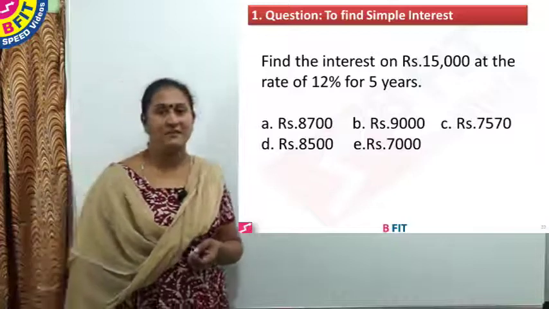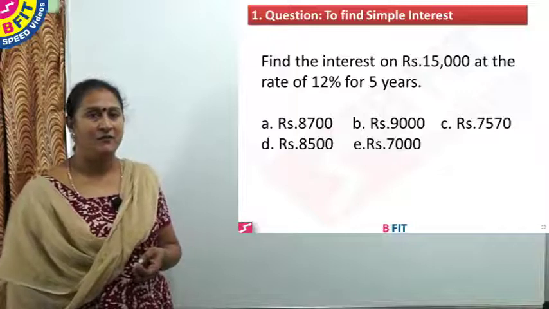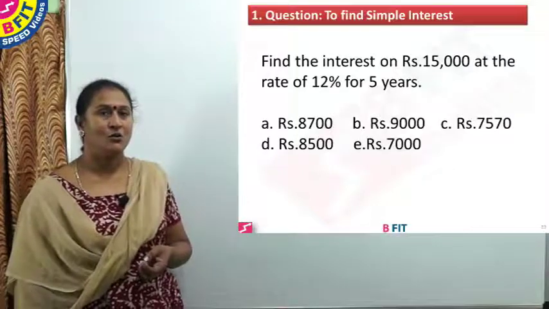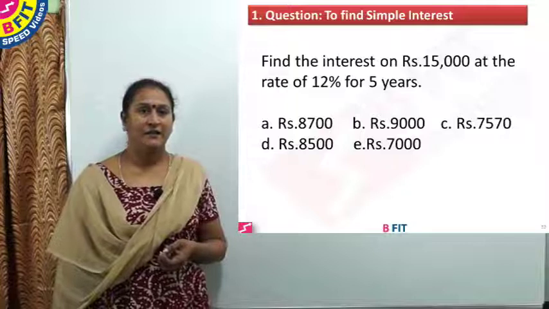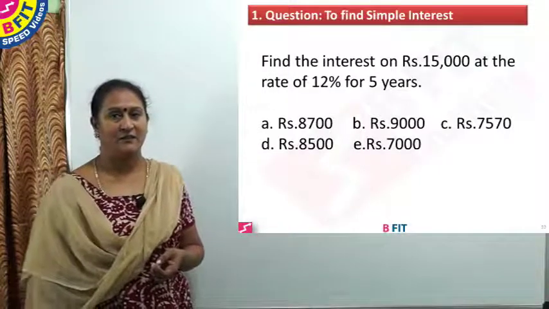So now we'll see the questions. Question number 1. Find the interest on rupees 15,000 at the rate of 12% for 5 years. So we'll see the working.